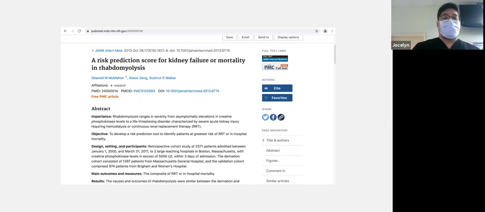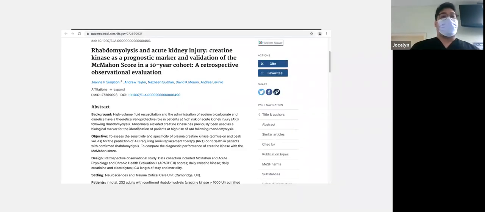The risk of RRT or in-hospital mortality with rhabdo is commonly predicted using demographics, your clinical judgment, your comorbidities, and also lab variables. Not the CK. Okay, understand? All right. The next one is rhabdomyolysis and acute kidney injury: CK as a prognostic marker and validation of the McMahon score.